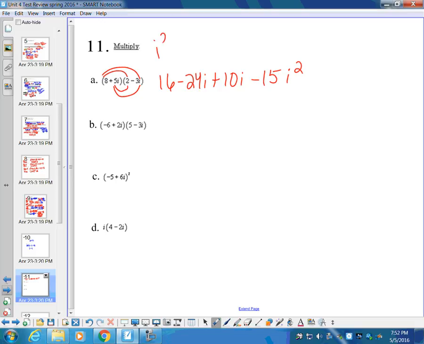Don't forget here, i squared equals negative 1. Okay. 8 times 2 is 16. 8 times negative 3i, negative 24i. 5i times 2, 10i. 5i times negative 3i is negative 15i squared. Now combine like terms, so we end up with 16 minus 14i plus 15. So 15 and 16 would be 31 minus 14i.